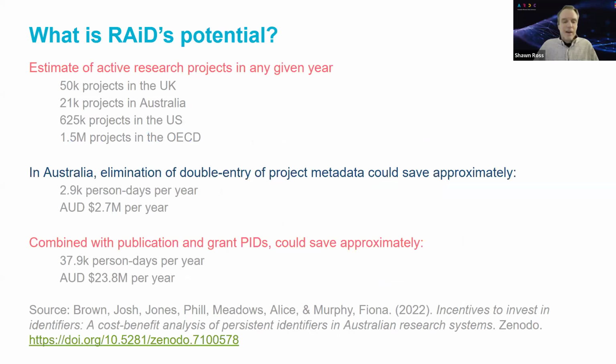This refers to the study that I mentioned earlier about RAiD's potential. Even in Australia, where we've got about 20,000 projects a year, I should have done the math here for the US because it's too early in the morning for me to do this in my head. We probably save about 3,000 person days a year from avoiding the double entry of project metadata. The projected number of projects in the US at the time in 2022 was about 625,000 projects, so orders of magnitude bigger.